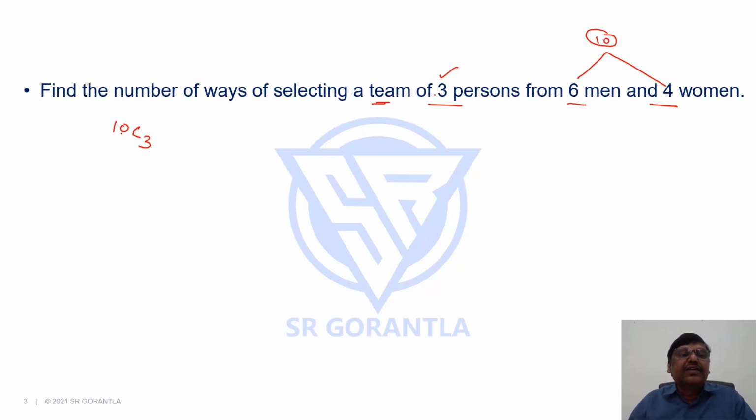that is 10C3. Selecting 3 persons out of 10 is 10C3, and you know the nCr formula is n factorial by n minus r factorial into r factorial. If I apply the formula here, 10 factorial by 10 minus 3, 7 factorial into 3 factorial. 10 factorial by 7 factorial will be 10 into 9 into 8, because 1 to 7 here, 1 to 7 here will get cancelled. By 3 factorial, 3 into 2 into 1.